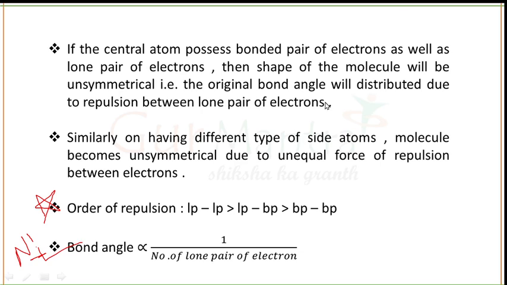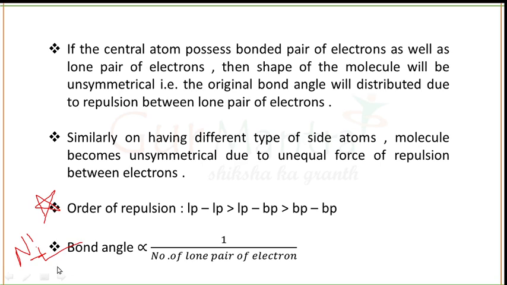And the order of repulsion is: lone pair-lone pair is greater than lone pair-bond pair, which is greater than bond pair-bond pair. This is very important because questions have been asked directly from this statement. You have to simply learn this order of repulsion.